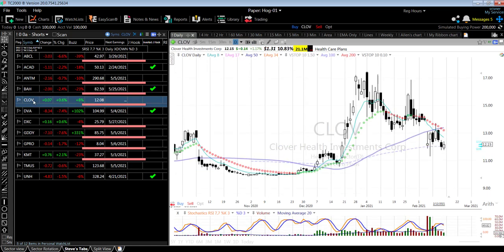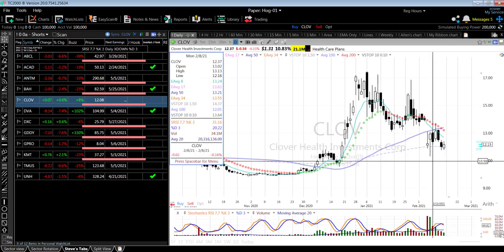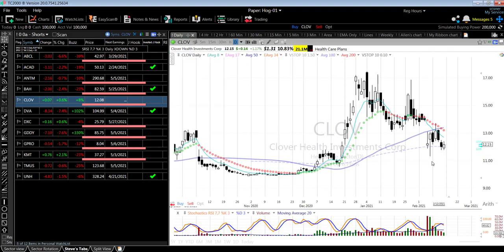Clover Health Investments Corp. Again, a little on the lower price side, maybe not the best of short setups, but this little area below 12, I'm looking for a move to 11. That's maybe close to 8 to 9%, not quite 10%. So probably if I have a tier 1, a tier 2, or a tier 3, this might be in a tier 3.